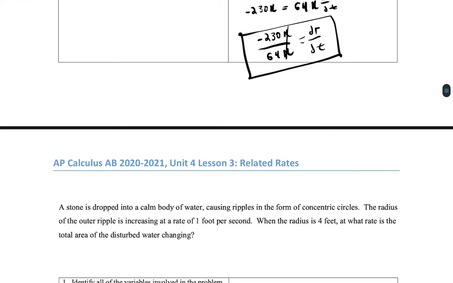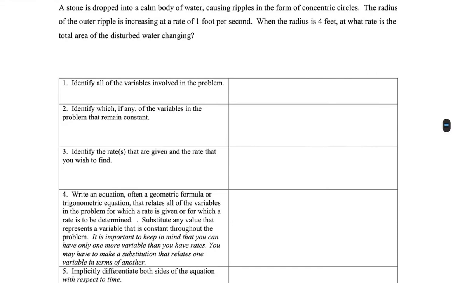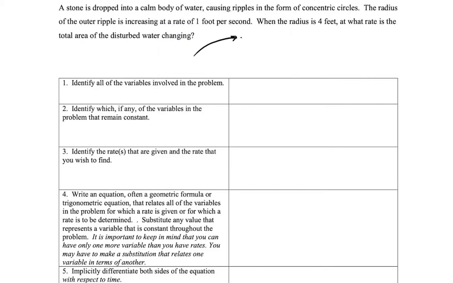So let's just do a couple more here. A stone is dropped into a calm body of water, causing ripples in the form of concentric circles. So what that means is, you throw this stone, the stone lands in the water, and it causes our normal ripples to happen in the water. The radius of the outer ripple, so all we care about is this outer ripple here, is increasing at a rate, okay, increasing at a rate.